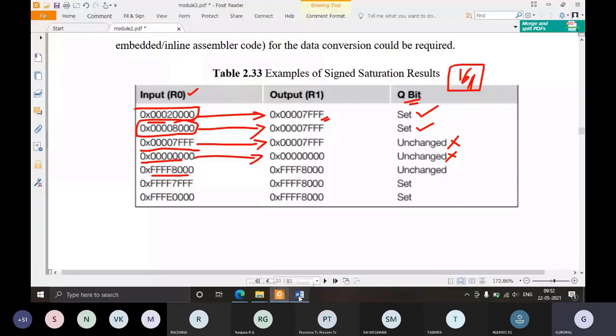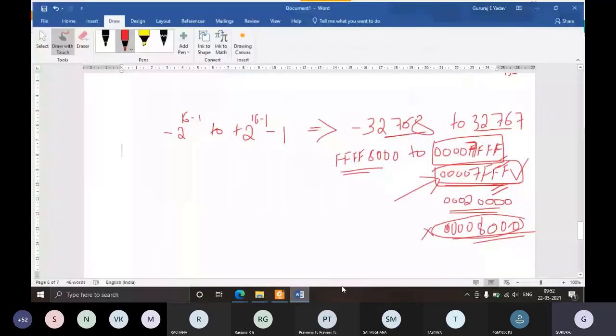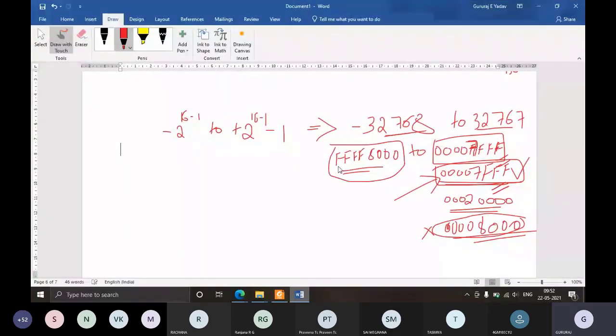Yeah, so the maximum negative value that we can represent is FFFF followed by 8000. And what is the input that we have got now? It is also FFFF, followed by 8000. So whatever the input value that we have got, it is within the range that we can represent, the maximum negative number that we can represent.